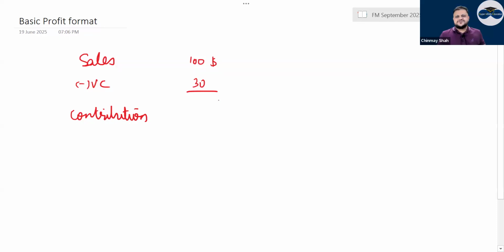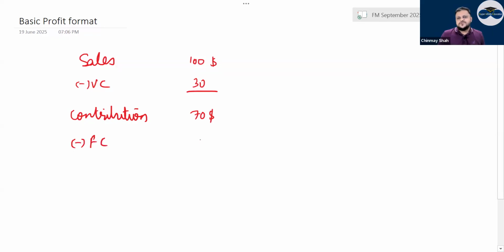Contribution is what? Sir, now see. Sale $100, $30 is for making. Now $70 is for other costs. So for other costs you are left with $70. Correct or not? Write this down somewhere. Minus you have fixed cost. Let's say fixed cost.